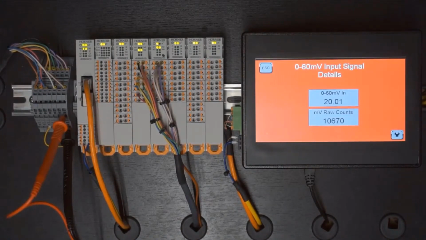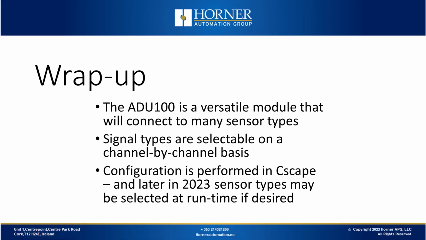And again, we can go all the way up to 60 millivolts with this particular range, but with most load cells, they're going to be in the 20 millivolt or 30 millivolt range most of the time. So there's our millivolt range. So it's a versatile module that can connect to many sensor types, and each channel can be selected on an individual basis, and configuration is extremely straightforward when performed in Seascape.